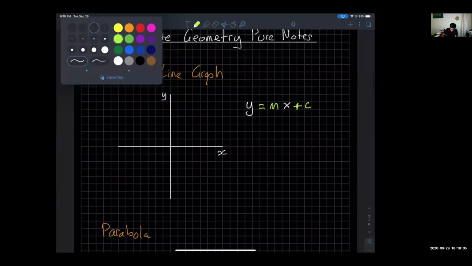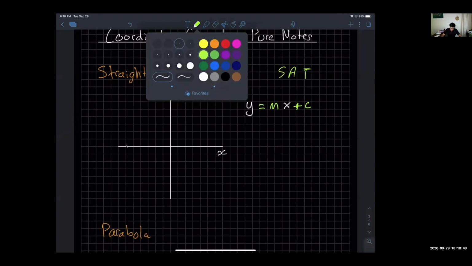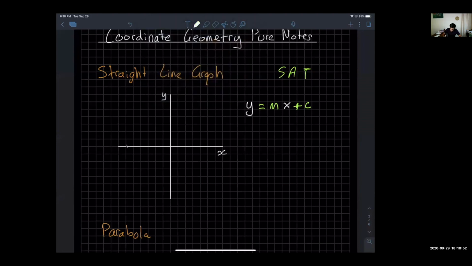So let's jump in and let's actually learn something about straight line graphs, and then we'll take a break with the Kahoot. Straight line graphs are probably the things that people confuse the most. Interestingly, this is probably one of the hardest topics you go over, or the thing that people take the longest to understand. So that's why we're going over this. And we'll give you some SAT questions before this.